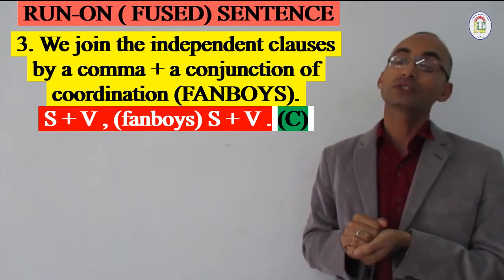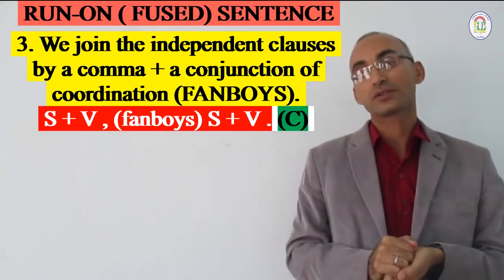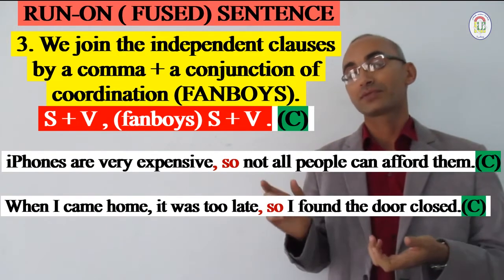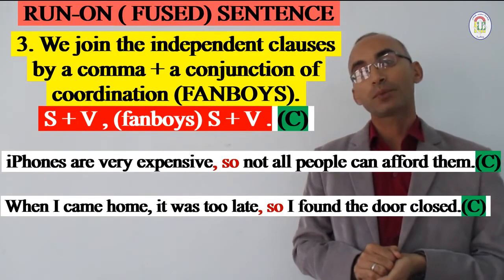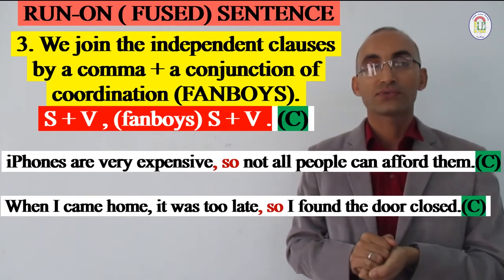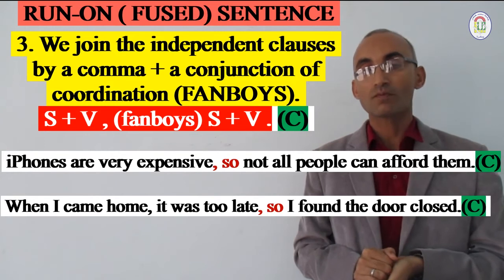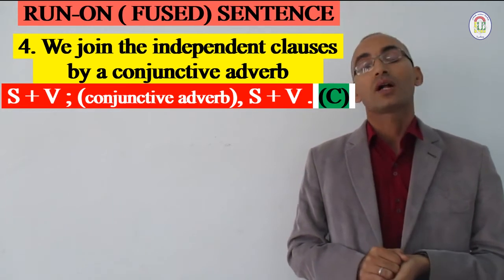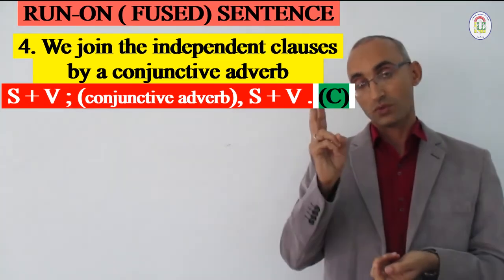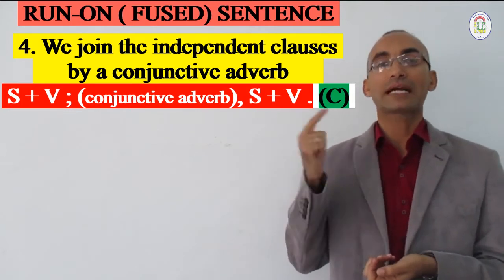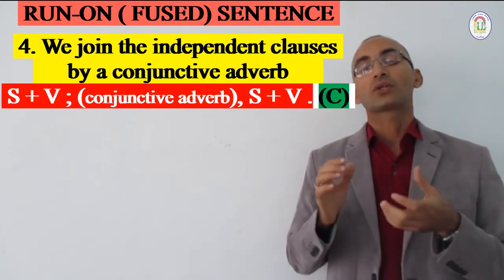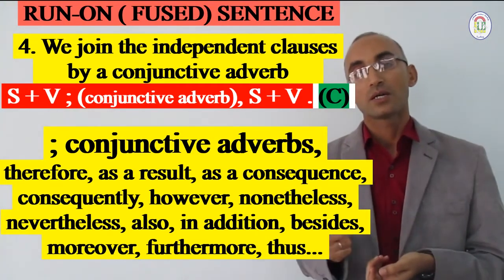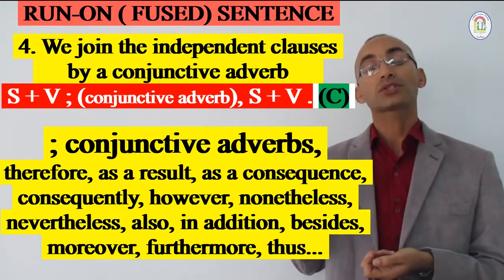So here I must regard and consider the logical relationship between the two independent clauses. I have iPhones are very expensive, here as if it is a statement of course. Now what's the result? Not all people can afford them. So here I will use so. Okay, conjunction of coordination so. And I will write iPhones are very expensive, comma, so not all people can afford them. Clear?